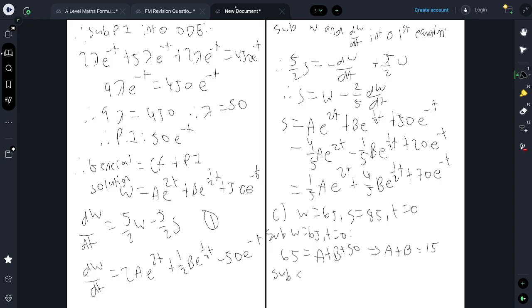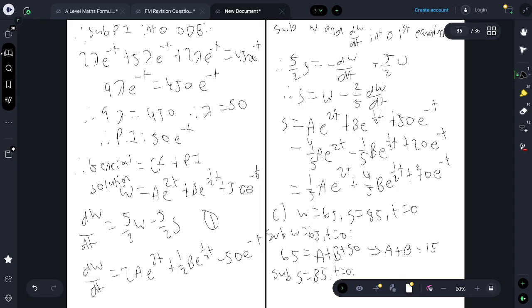And then we're going to substitute S is 85 and T is 0 into our solution for S, which we found. That's why we wanted to work out W and S, right? All these coupled first order ODEs are exactly the same. If you know how to solve second order ODEs, please learn how to do coupled first order. They are worth so many marks and they really help you out. They guide you. There's a lot of marks you can easily gain. That's why I'm taking the time to do it now quickly to show the general method, right?